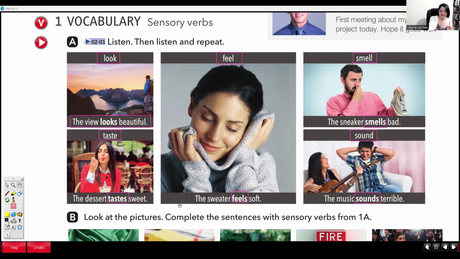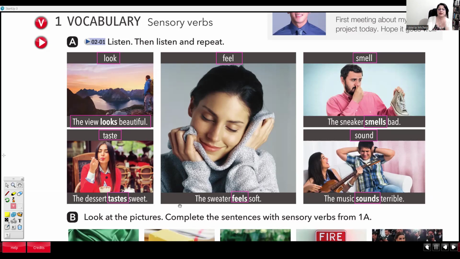All right. As I was saying, we have the verb sound, which is related to hearing. And yeah, we had the example: the music sounds terrible. So those are the five verbs that you can use in order to talk about the different senses with which you can describe things. All right, so this is the first step to describing.